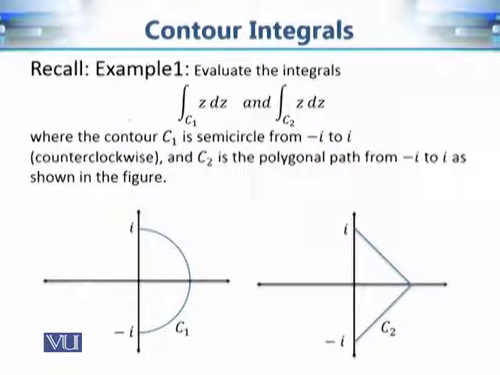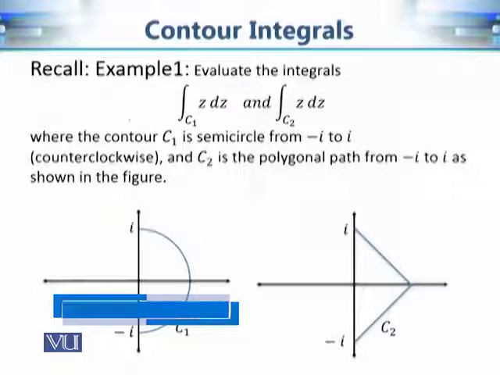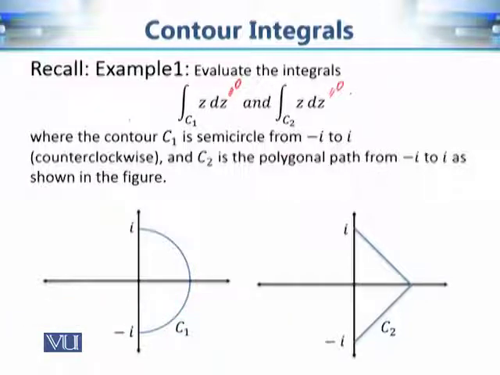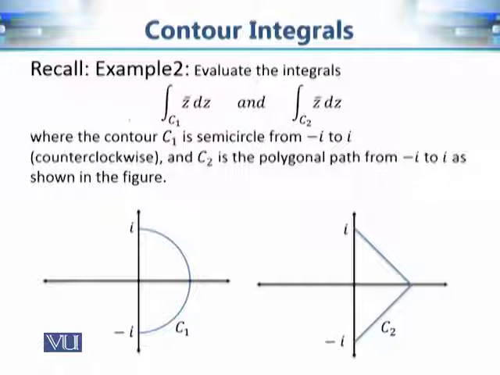In example 1 we evaluated this contour integral along this contour C1, and then the function was the same but the contour was different and it was C2, and in both cases the answer was 0. And in the second example we calculated these two contour integrals, and in the first case the answer was iota pi, and in the second case the answer was 0. Although the contours C1 and C2 were the same, the answer was different.